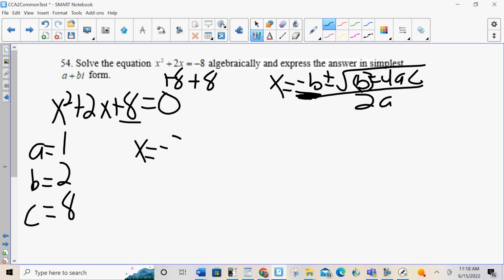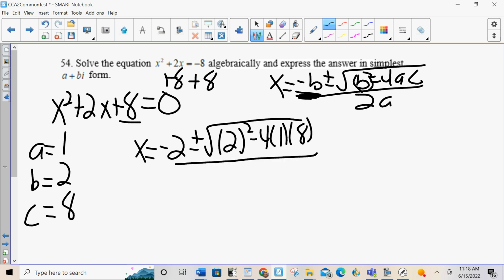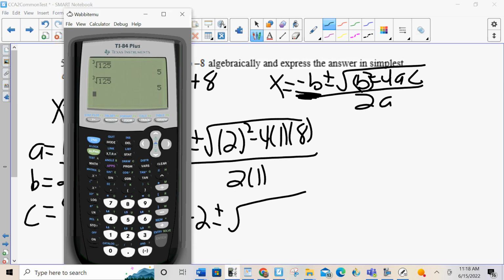x equals negative 2 plus or minus the square root of 2 squared minus 4 times 1 times 8, all over 2 times 1. Type in what's inside the radical into the calculator. Don't type the radical itself, just what's inside.